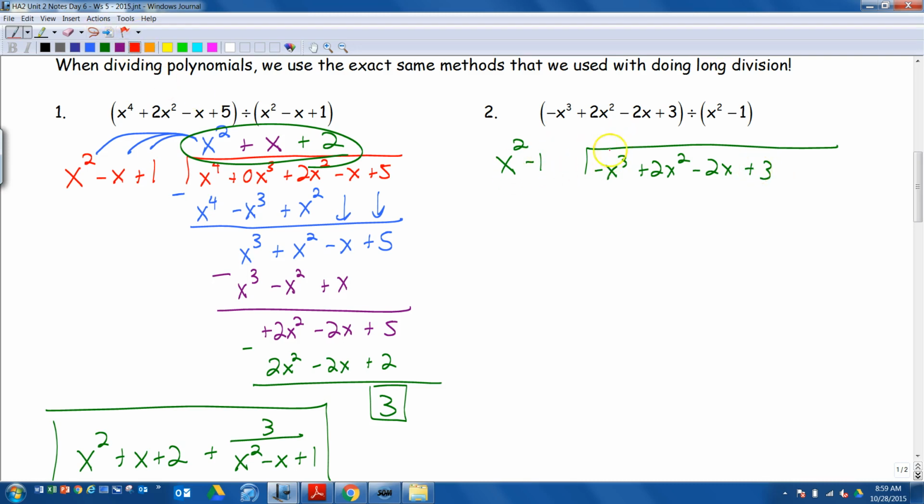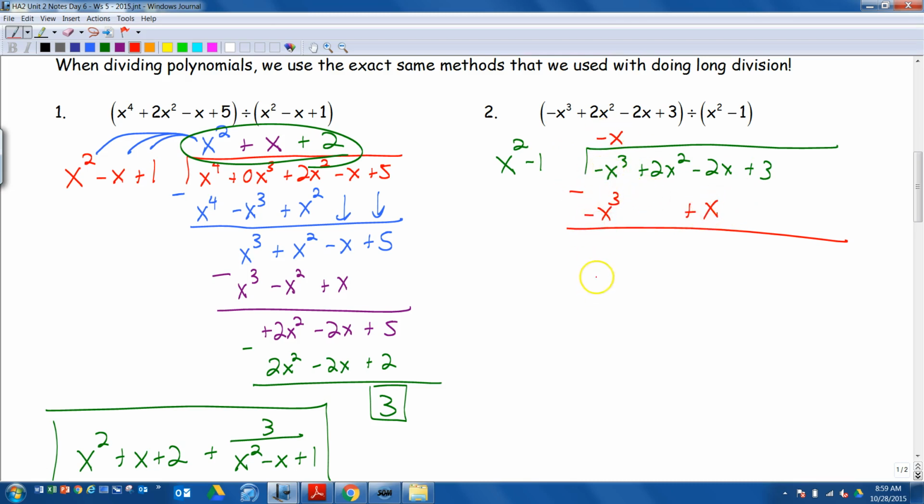So, we need a negative x cubed, and we have a positive x squared, so I need to multiply by negative x. Negative x times x squared is negative x cubed. Negative x times negative 1 is a positive x. We're subtracting. Oh, and I put this in the wrong spot. You want to line up the like pieces. This is a negative, it's a positive x, so we go there.